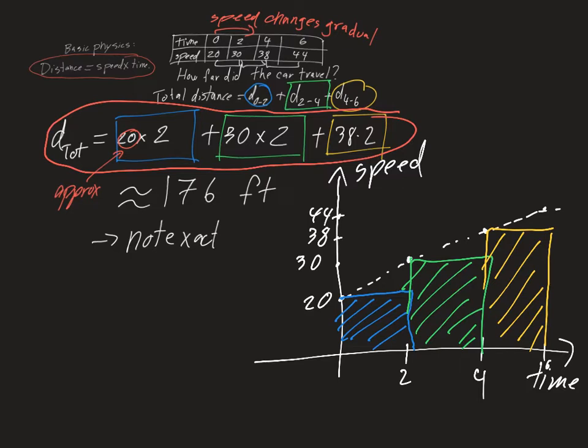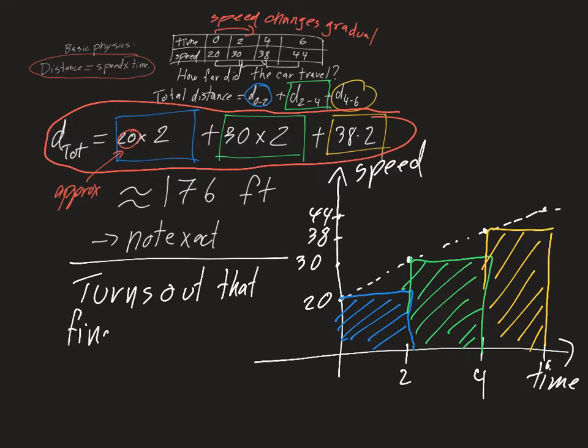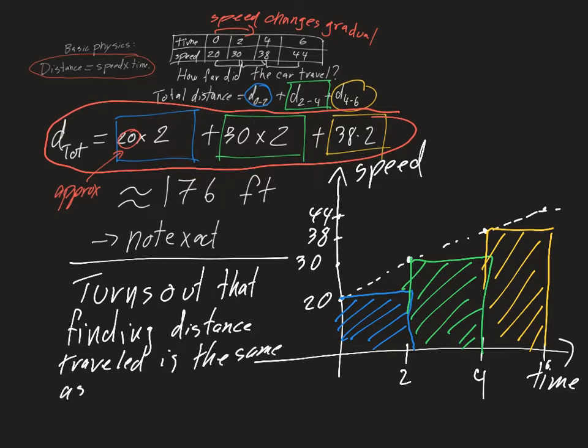It turns out that finding the distance traveled is the same thing as finding the area under the speed curve.